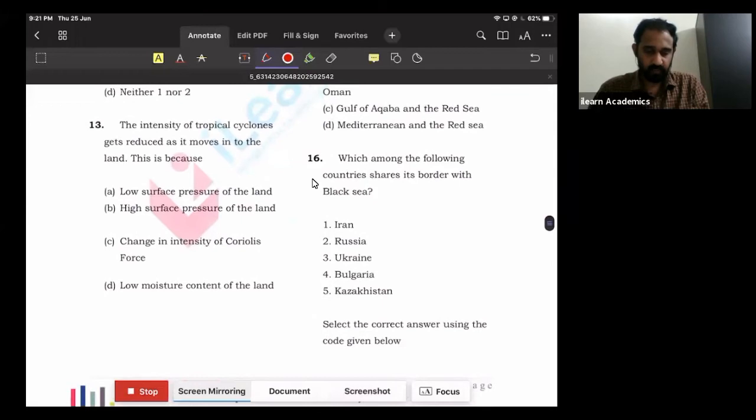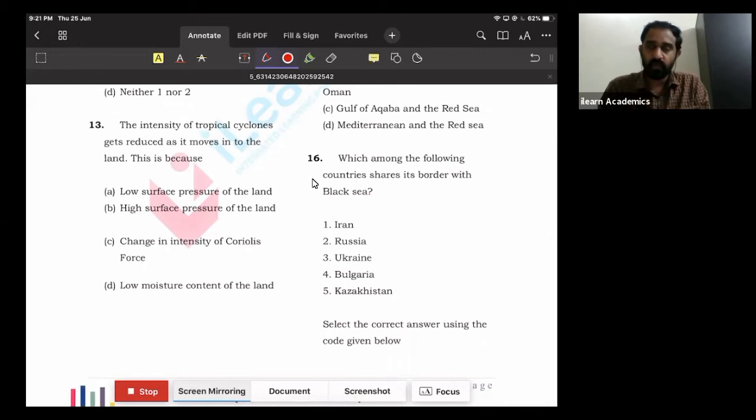Question number 13 is about tropical cyclone. The intensity of tropical cyclone gets reduced as it moves into the land. This is because, for the tropical cyclone to remain active, we know it requires a lot of energy, and this energy is provided by the latent heat of condensation. Because there is moist air rising, moist air will condense, and this condensation will release energy.